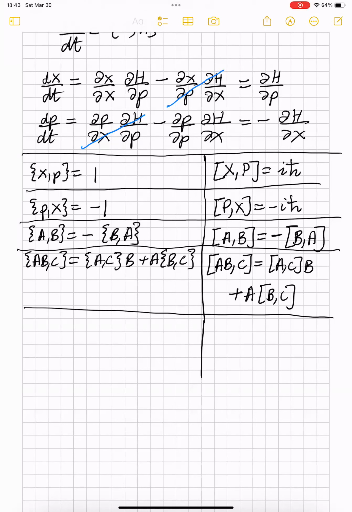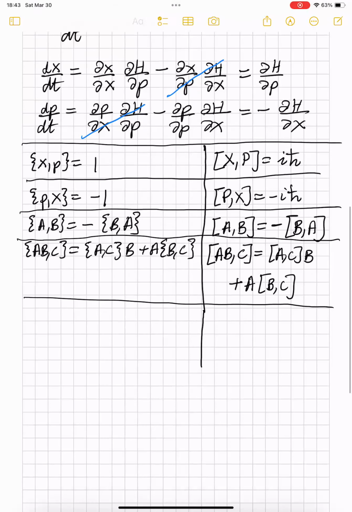Also, the Poisson bracket of AB with C is the Poisson bracket of AC with B plus A times the Poisson bracket of B with C. And the commutator of AB with C is the commutator of A with C times B plus A times the commutator of B with C. So can you see that the algebraic structure of Poisson brackets matches that of commutators?